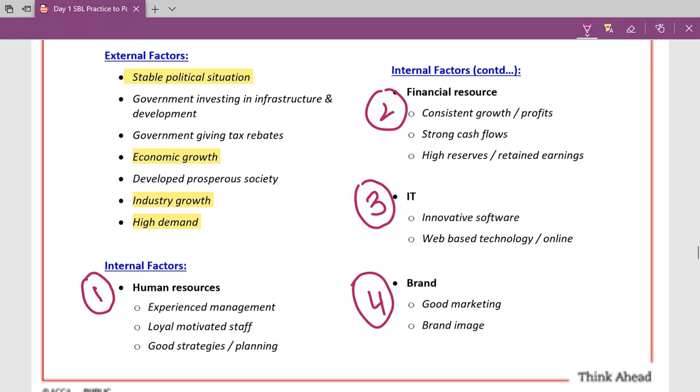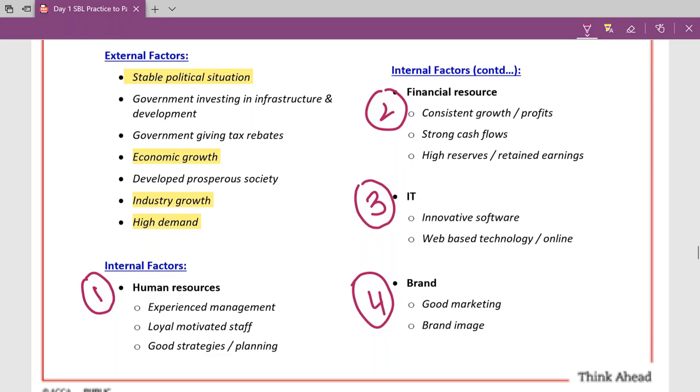When we talk about financial resource, that means that the company is consistently growing, it is consistently profitable, it's got strong cash flows, high reserves, retained earnings. All these are aspects relating to financial performance. On the technology, we talk about software, web based technology, online e-commerce, and on the brand side, we talk about good marketing, brand image, and you can also add goodwill. So these are four important pillars of internal factors.